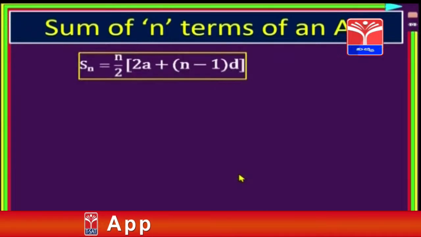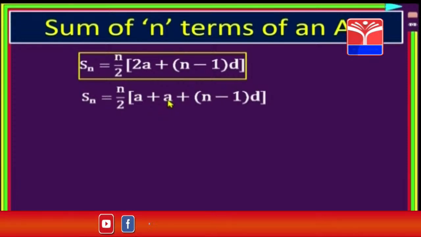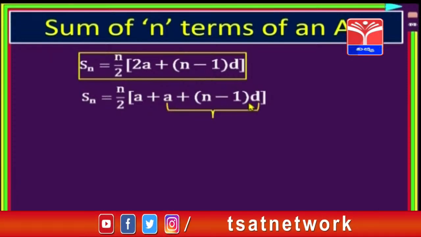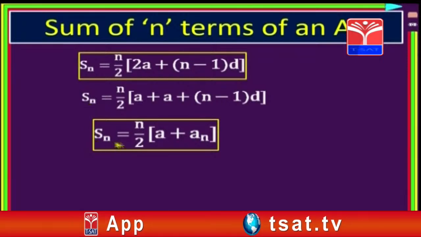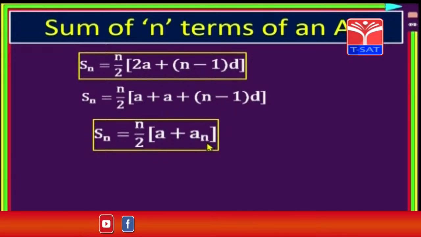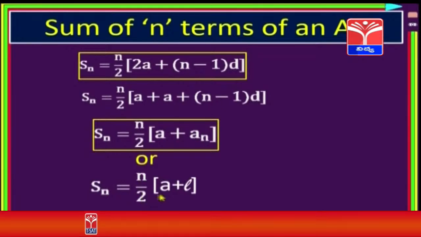Okay, so this is the formula, and here what I am doing is 2a can be written as a plus a, right? What is a plus (n minus 1) into d? In the previous session we have seen this, that is the nth term, that is an. So therefore this formula can be written as Sn is equal to n by 2 into (a plus an), this is a, and this term is an, and also this an can be written as L. L is nothing but the last term. So Sn is equal to n by 2 into (a plus L).